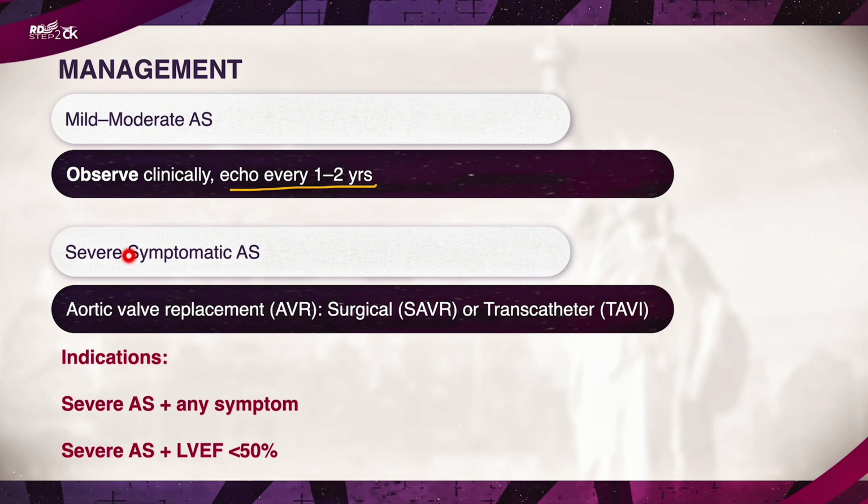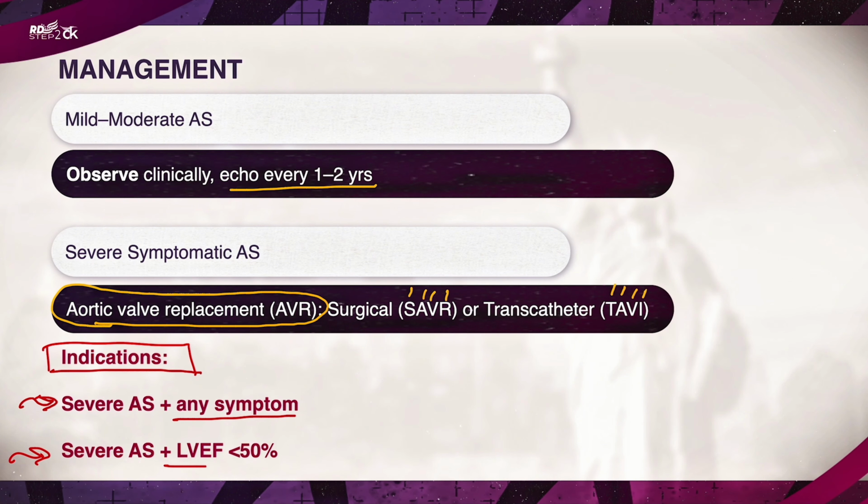That's it. But for severe symptomatic aortic stenosis, the definitive treatment is aortic valve replacement. This can be done surgically, which we call SAVR, S-A-V-R, or surgical aortic valve replacement, or through a catheter-based approach in the cath lab known as TAVI, transcatheter aortic valve implantation. We move forward with valve replacement if the patient has any symptoms, or if the left ventricular ejection fraction drops below 50. Those are pretty much the indications that we need to replace the valve of the patient.